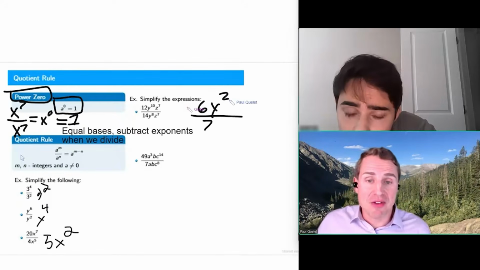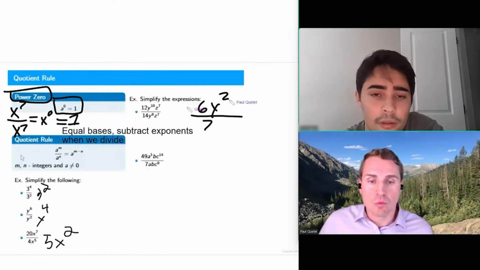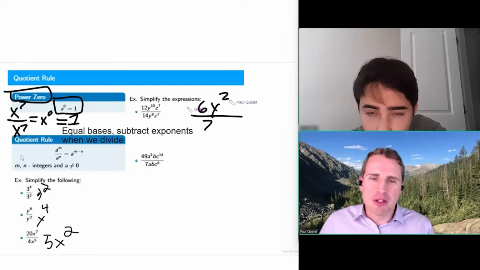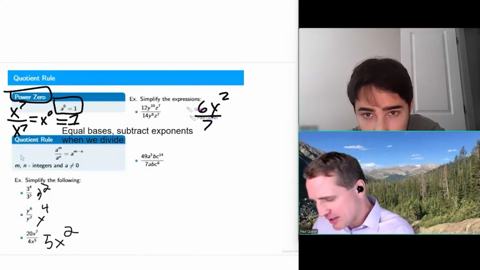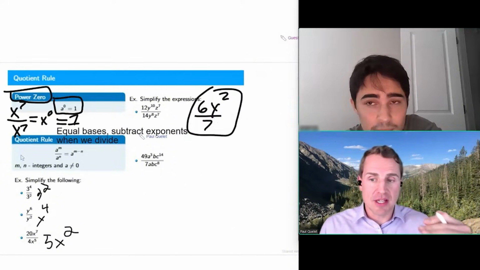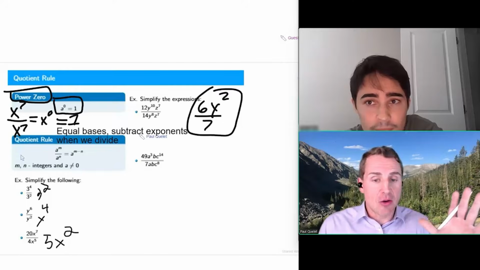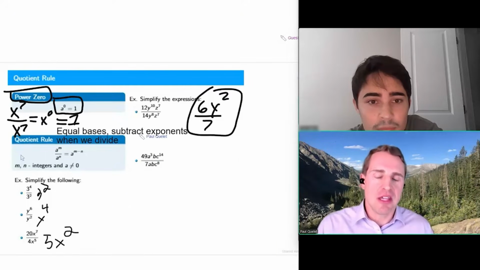Well, 7 minus 7 is what? That's just going to be z to the 0, which is just 1. Do we even need to include it? If you multiply something by 1, is it just itself? So that should be our final answer: 6y squared over 7. The thing is, the 14 was downstairs. It did not divide out completely, so it remains in the denominator in the final answer.